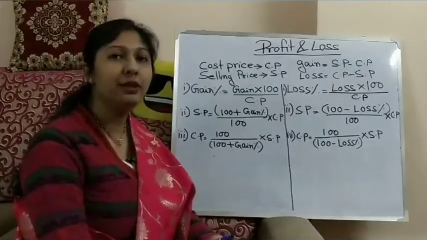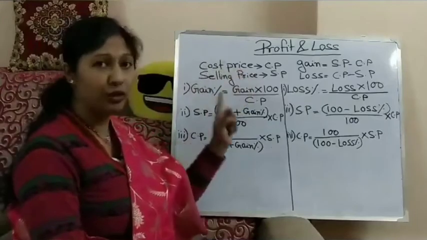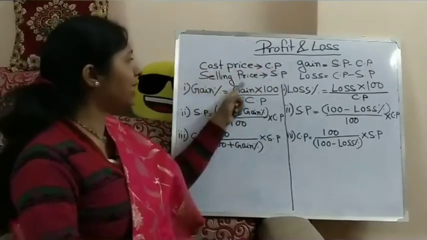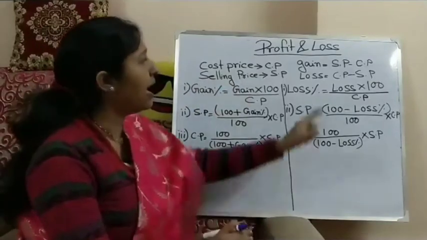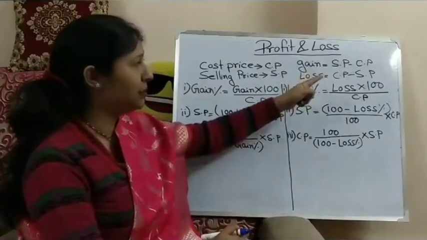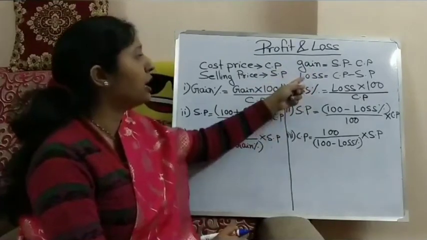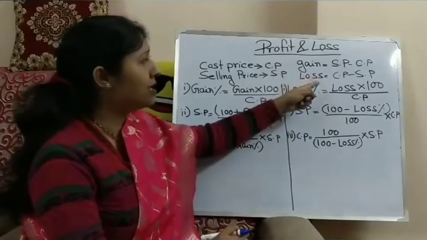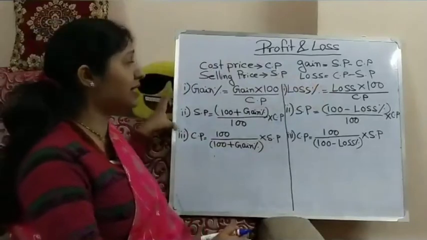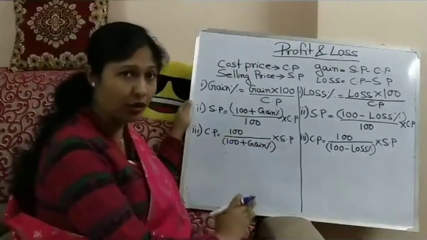In my previous video, I already discussed cost price. We always denote it by C.P., meaning CP. Selling price is SP. And how will we find out gain? SP minus CP, meaning selling price minus cost price. In the same way, loss we will get as CP minus SP. Okay, so these are some important formulas of profit and loss.